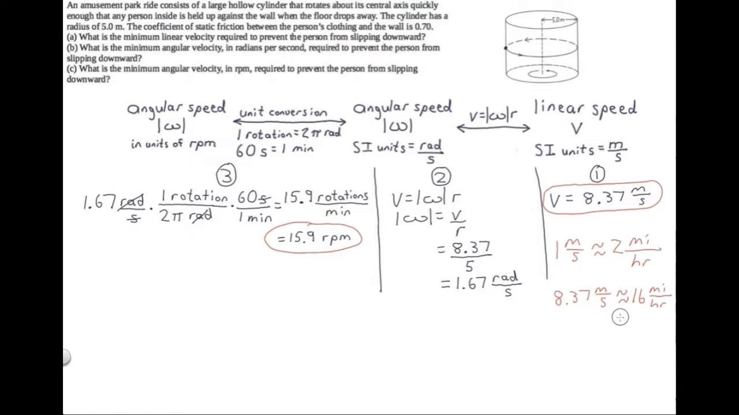Now, actually, maybe these results would be a little bit slow in real life. If you actually got onto one of these amusement park rides at an actual amusement park, I suspect that the cylinder would actually be rotating somewhat more quickly than 16 rotations per minute or 16 miles per hour. But of course, remember that we were trying to figure out the minimum velocity required to keep the person from slipping. If these are the minimum values, it's not too surprising that the actual ride in an amusement park would be spinning more quickly than this.